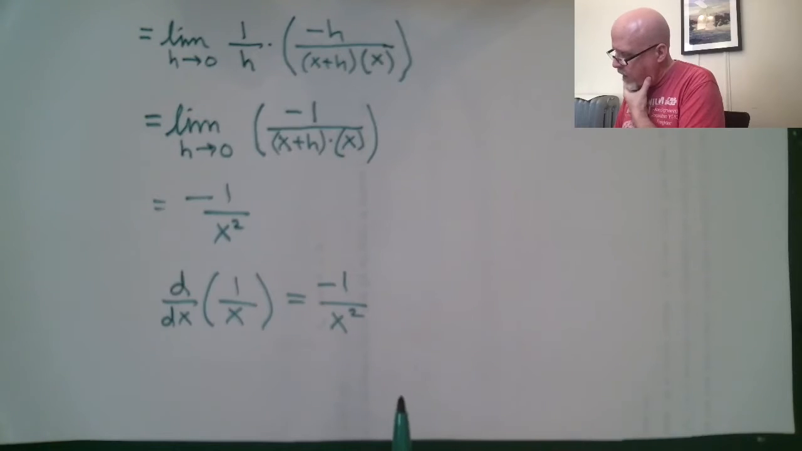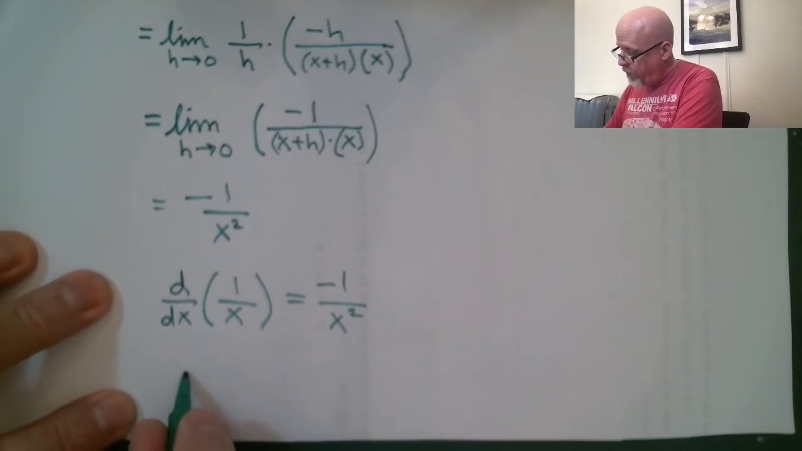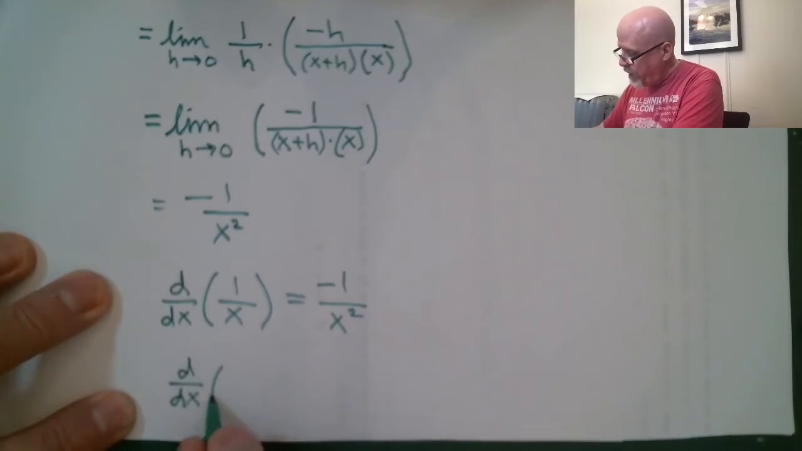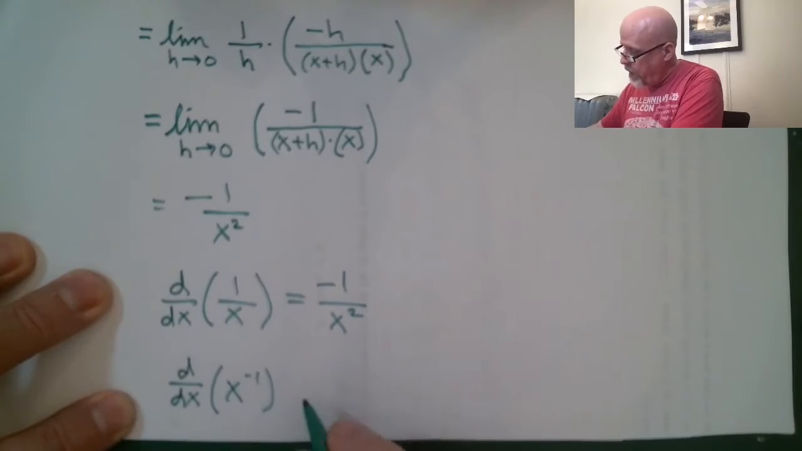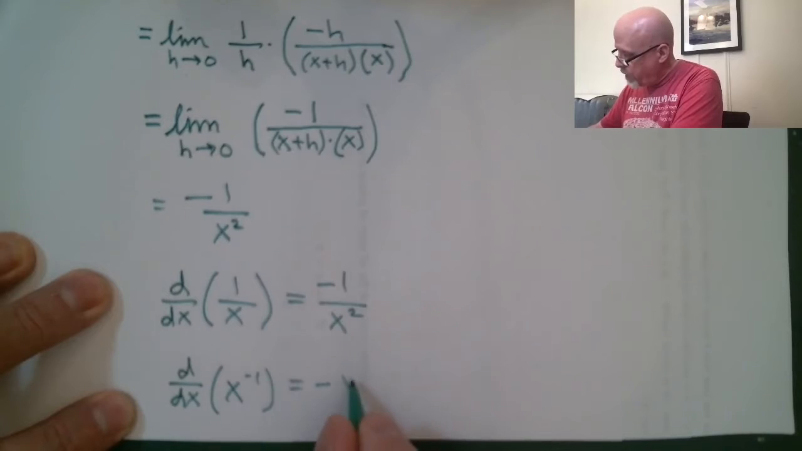One thing that is interesting to do is write both of these in terms of negative exponents. Some folks talk about this as the calculus-friendly way of approaching a thing. 1 over x is the same thing as x to the minus 1, and this one would be negative x to the minus 2.